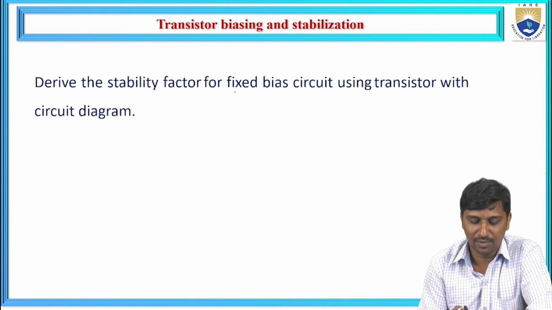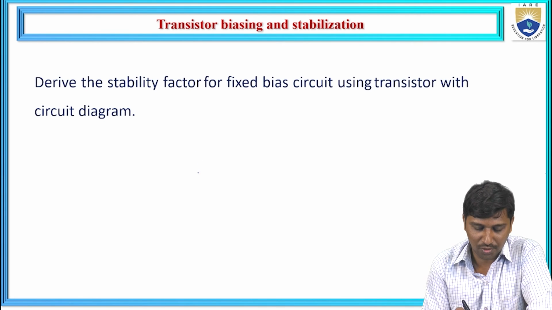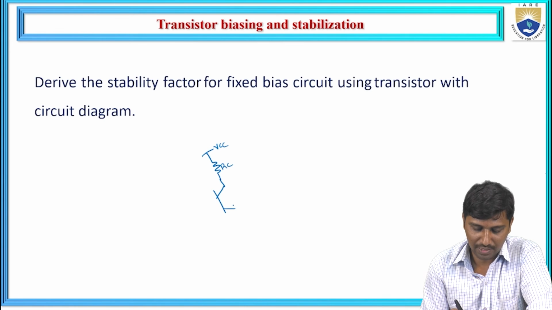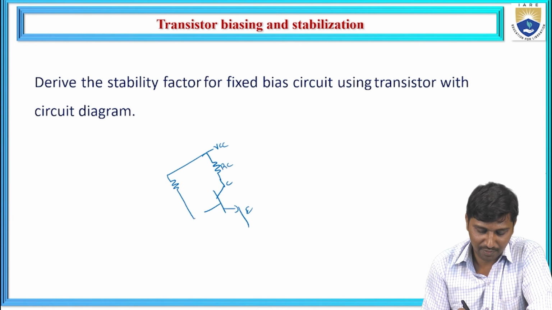Like that, derive the stability factor for fixed bias circuit using the transistor with a circuit diagram. For this case, first you draw the circuit for fixed bias. This is VCC, RC, it is connected to the collector, and this is the emitter. For this fixed bias, the base resistance is directly connected from the DC source. It allows the base current. Here it allows the collector current, and this is the emitter current.